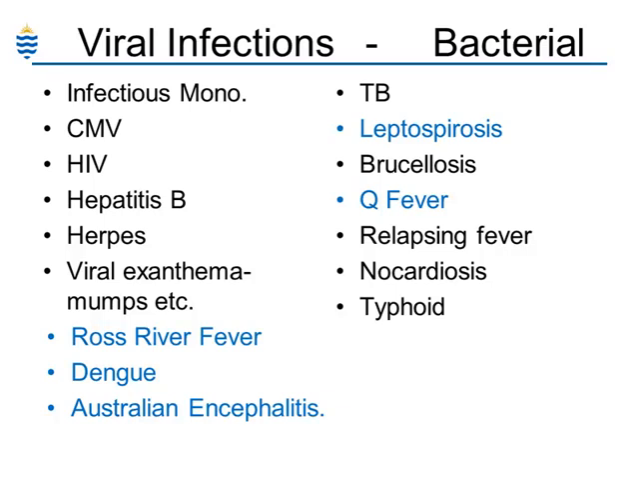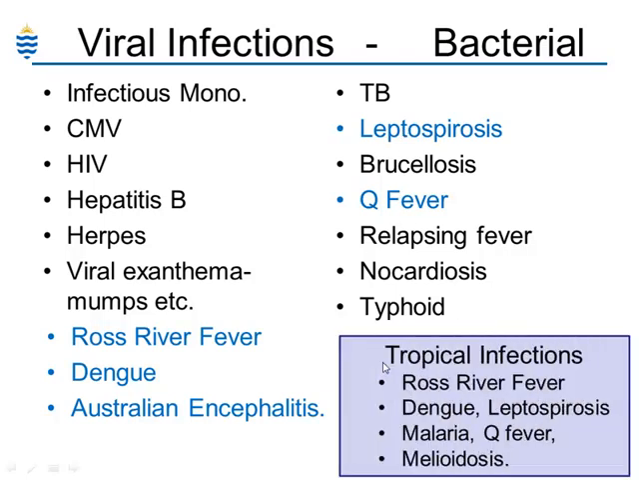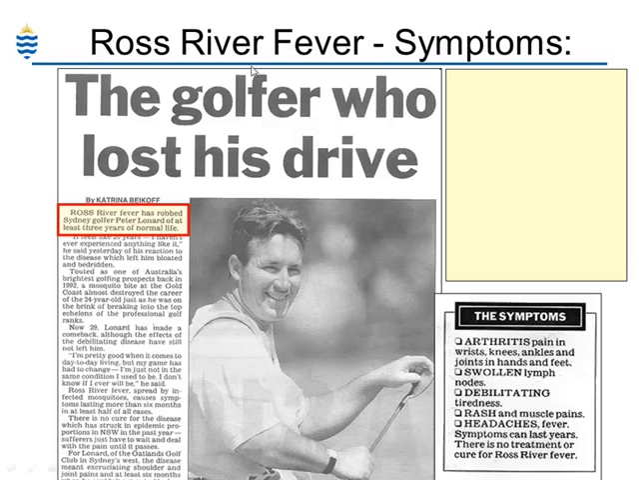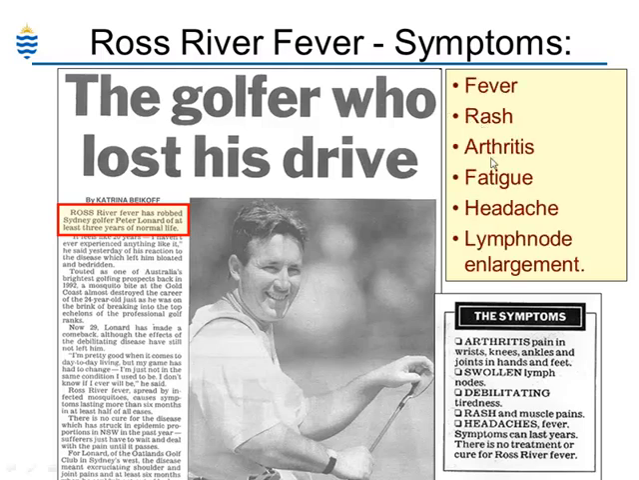A lot of tropical infections exist: CMV, HIV, hepatitis B, herpes, so many. But the important ones we are covering are Ross River, dengue, lepto and Q fever. I have just given a brief overview of these. Major arboviruses are the same, except that these are viruses transmitted by insects, that is all the difference. So, Ross River fever: arthritis, fatigue, headache, lymph node.